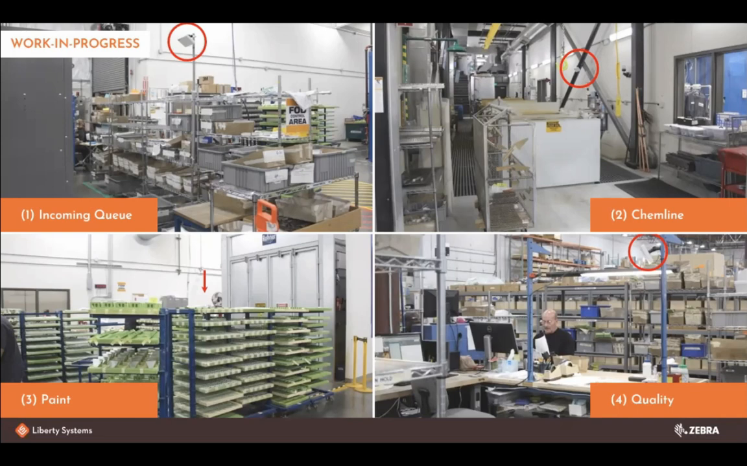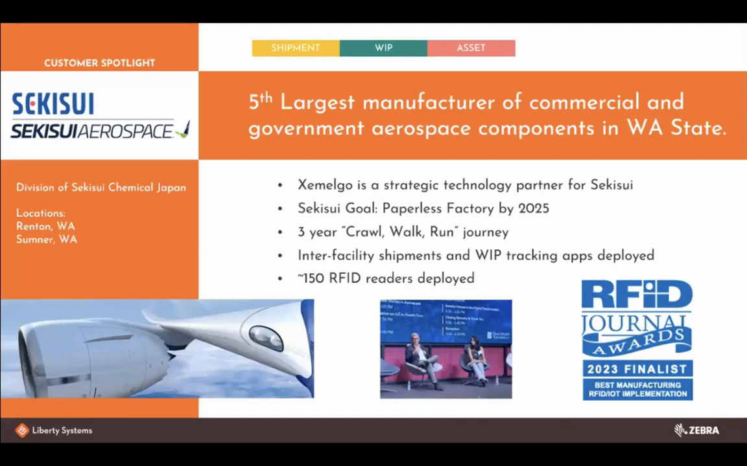For Sakasui, which is one of our larger clients, this is a great example of a crawl, walk, run approach. RFID and our software really allow you to get in and test the waters and put in a few readers, which is exactly what Sakasui did. Sakasui, one of the larger commercial aerospace components manufacturers out of Washington State, was just up for an RFID Journal award for best deployment with our Xemelgo software in their facility. But they did a 3-year crawl, walk, run approach.